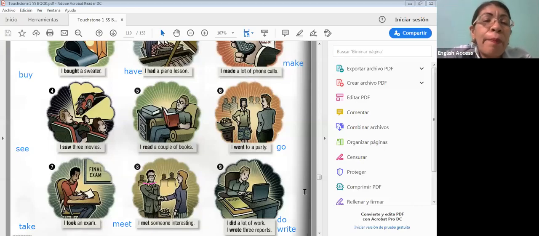So we have bought, the past of buy; had, the past of have; made, the past of make; saw, the past of see; read, the past of read; went, the past of go; took, the past of take; met, the past of meet; did, the past of do; and wrote, the past of write. Okay, so one more time, these are irregular verbs in past.